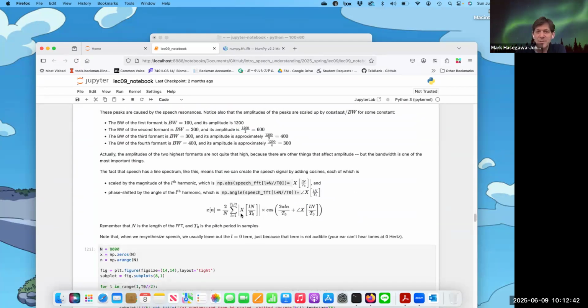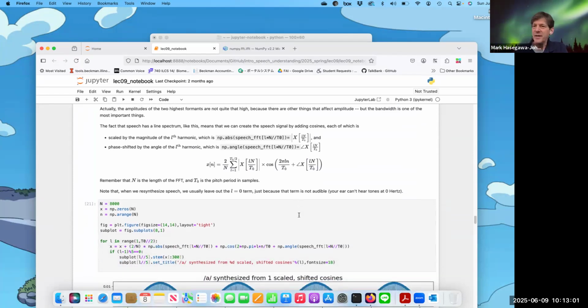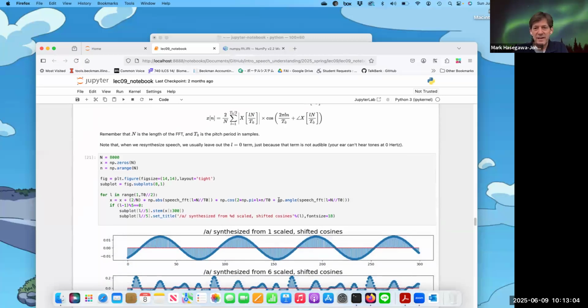I want to take the absolute value of the Fourier transform component, and I want to multiply that by the cosine at the frequency of that Fourier transform component, and inside the cosine argument, I want to add the phase of that Fourier transform component. So that's the general principle. I didn't need that because I'm just assuming 0 hertz, but I could add it in.